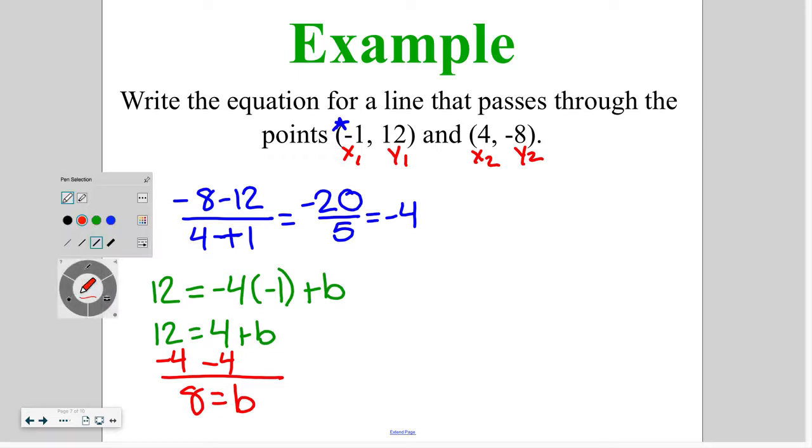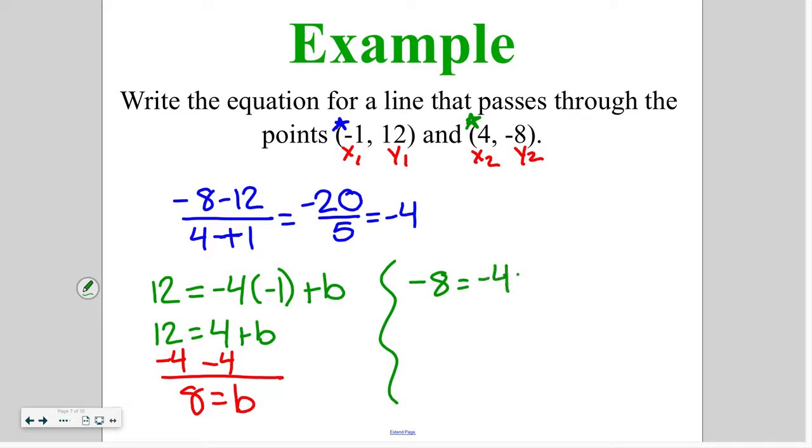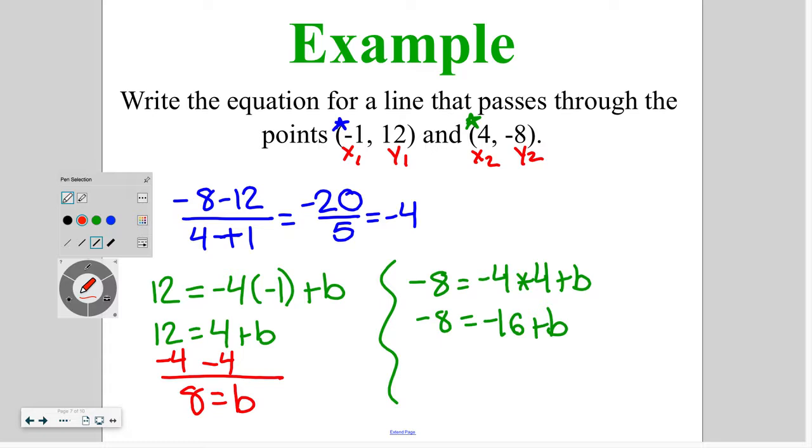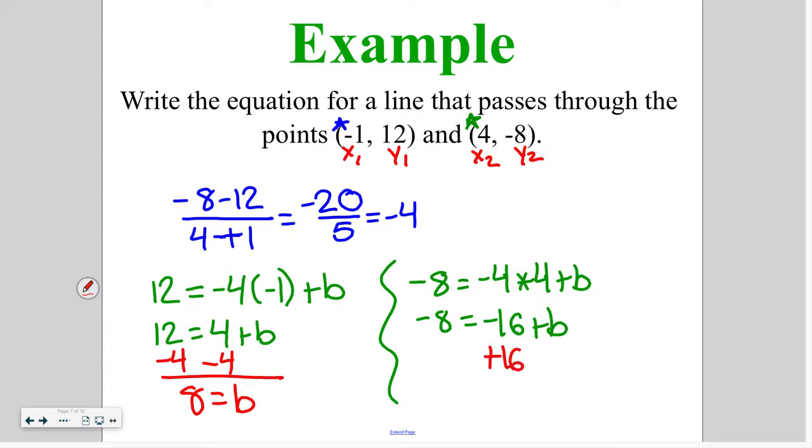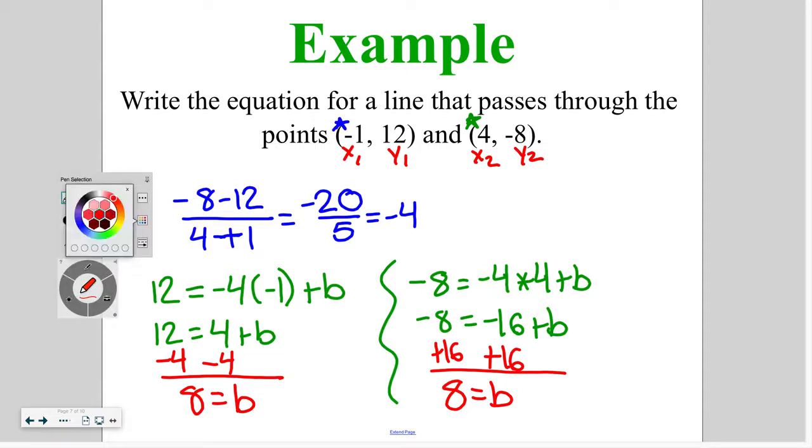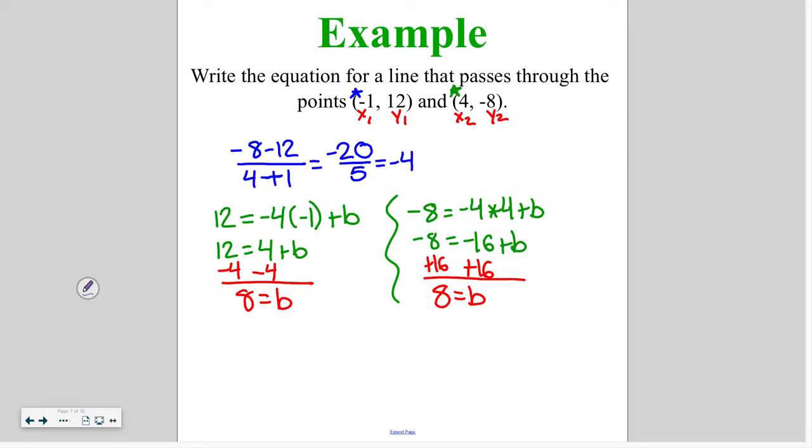You could have gone through and picked point number 2. If I would have done that, I would have gotten -8 is equal to -4 times 4 plus b. -8 is equal to -16 plus b. Solving that equation, you're going to have to add 16 to both sides. -8 plus 16 is equal, again, to 8. So it doesn't matter if you pick point 1 or point 2 for your point to plug in, you are going to get the same answer, which gives us the final answer of y is equal to -4x plus 8.